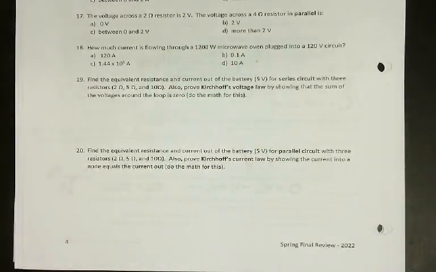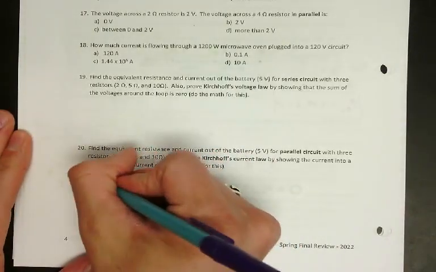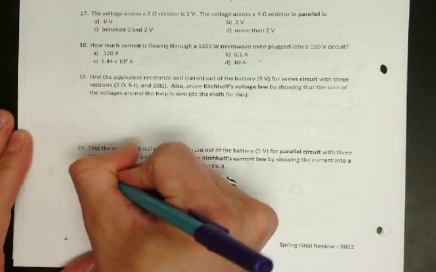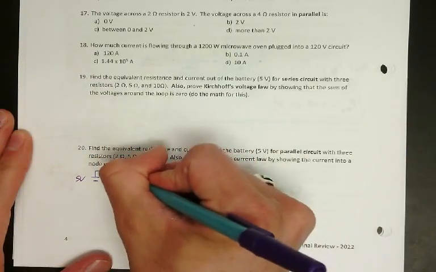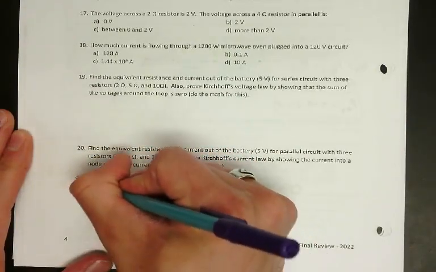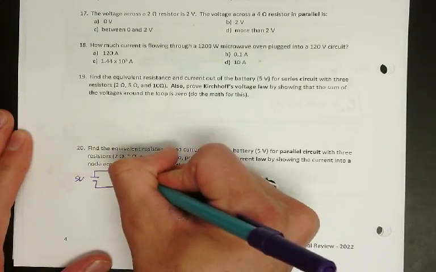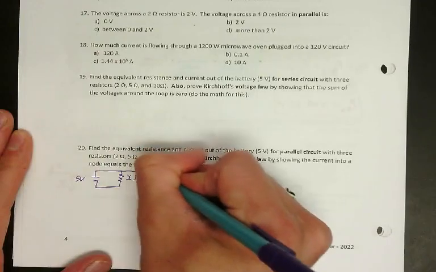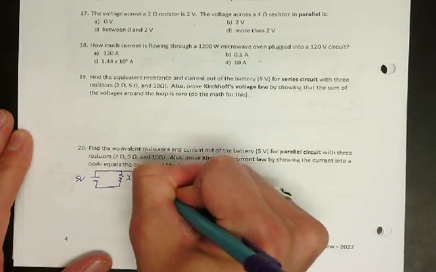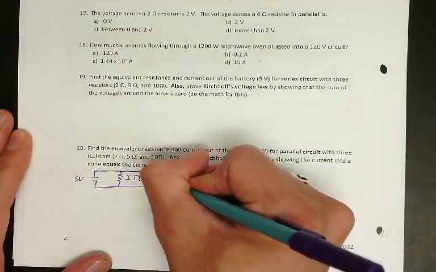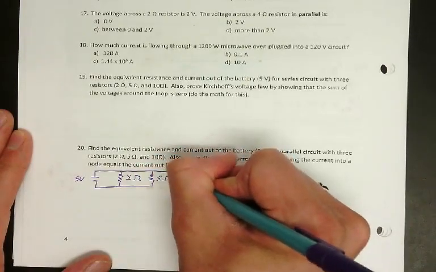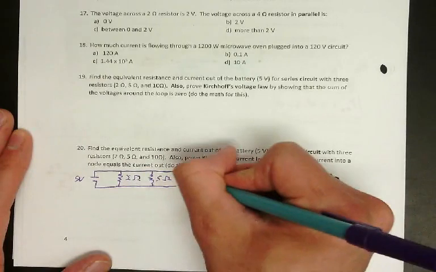Okay. So number 20, find the equivalent resistance. So here is my resistor, 5 volts, connected to a resistor here. What is this one? 2 ohms. Connected to another resistor, 5 ohms. Connected to another resistor, 10 ohms.